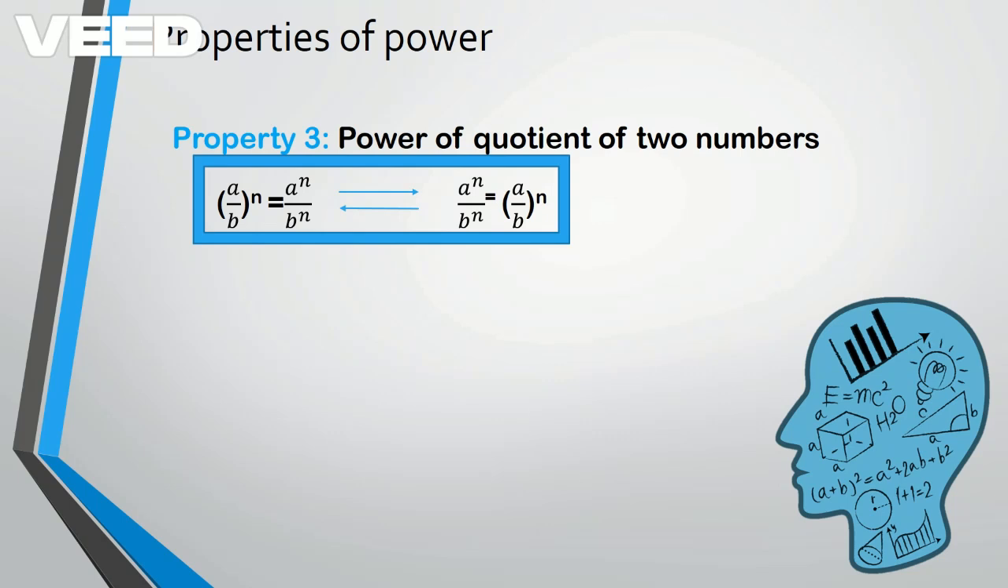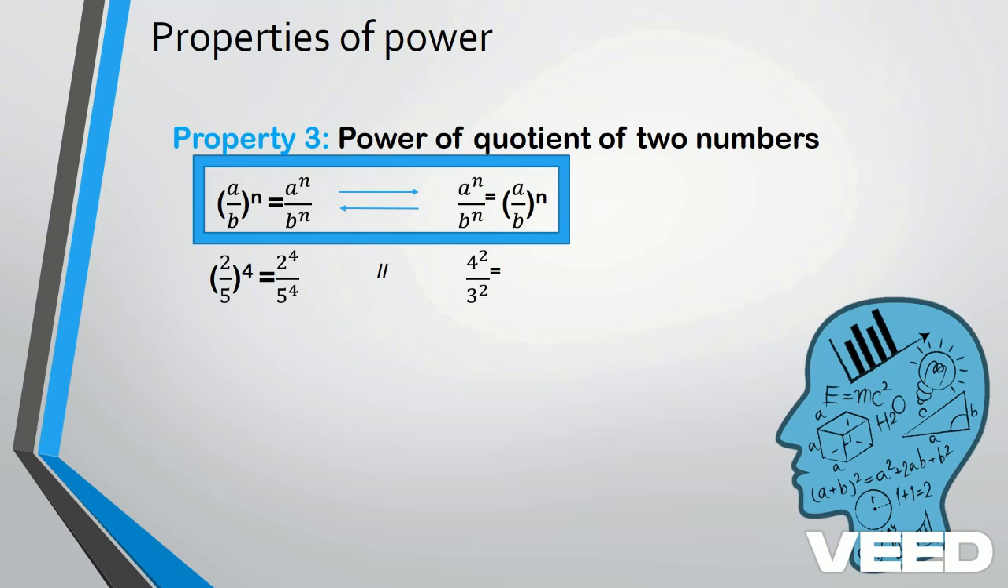Let's start with the first example, 2 over 5 to the power of 4. That's equal to 2 to the power of 4 over 5 to the power of 4. Another example here. 4 exponent 2 over 3 exponent 2, which is equal to 4 over 3 the whole fraction exponent 2. And here is the third example, 4 exponent 2 over 3 exponent 3. Here we can't apply this property because the exponents are different numbers.